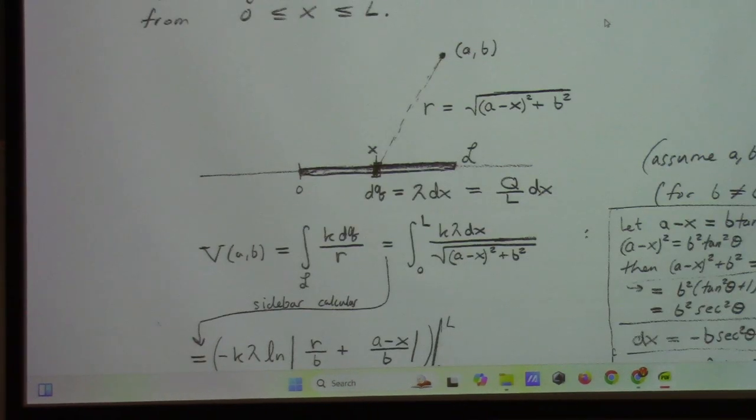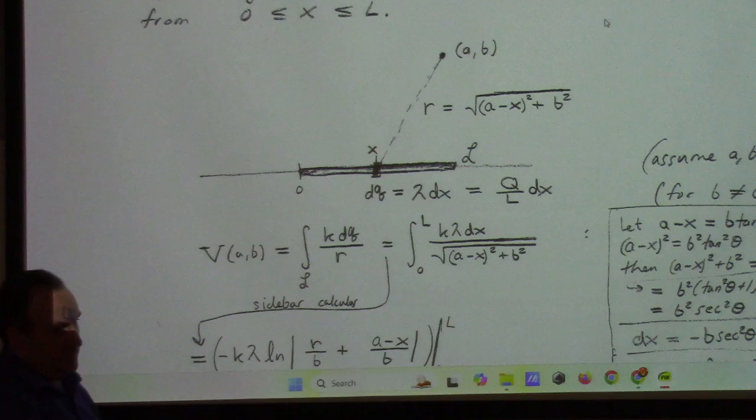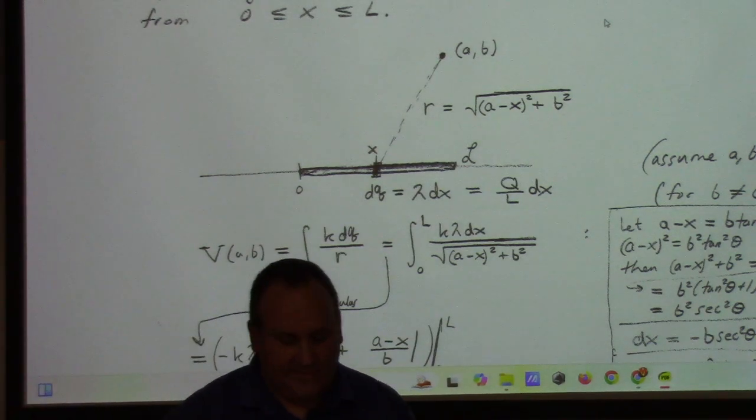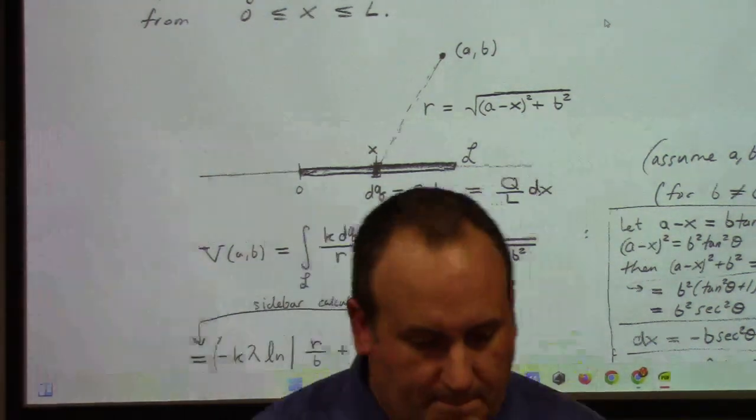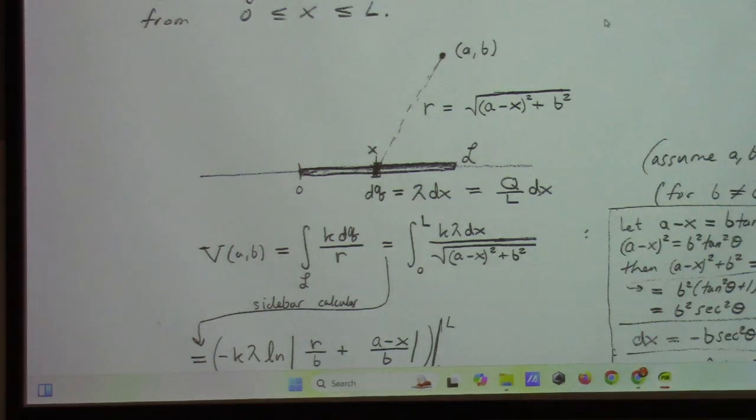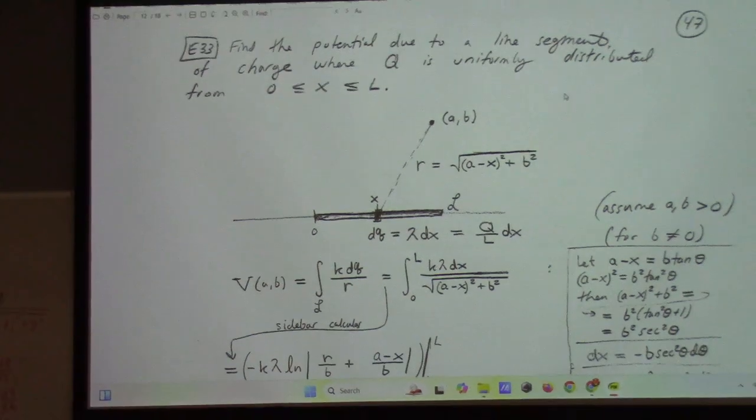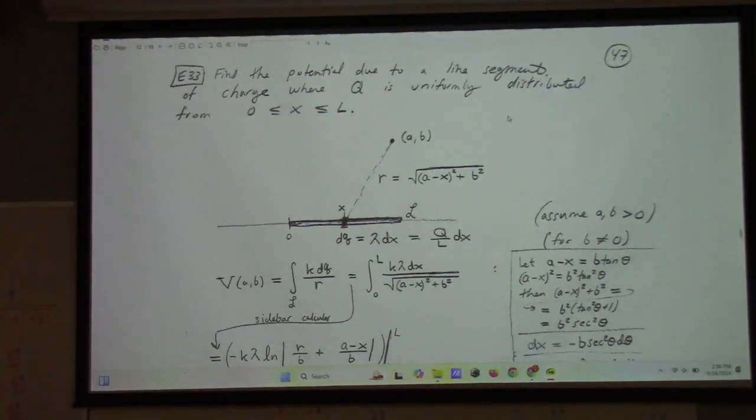So here's a question: what is the potential due to a line segment of charge? We've got a line segment of charge. I think it's uniform. So here, we've got to do that pesky integration again. Let's see here.